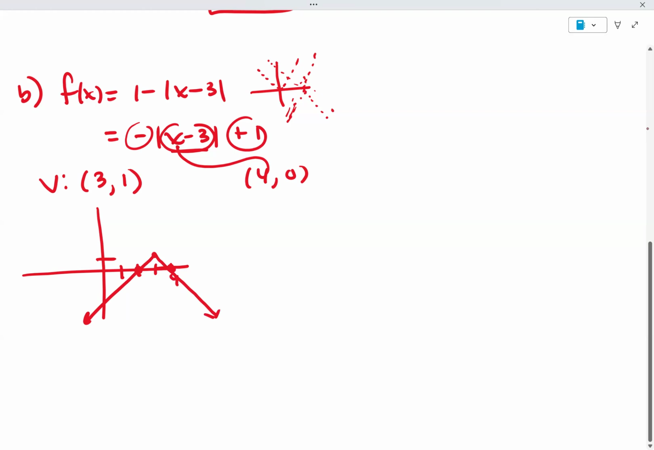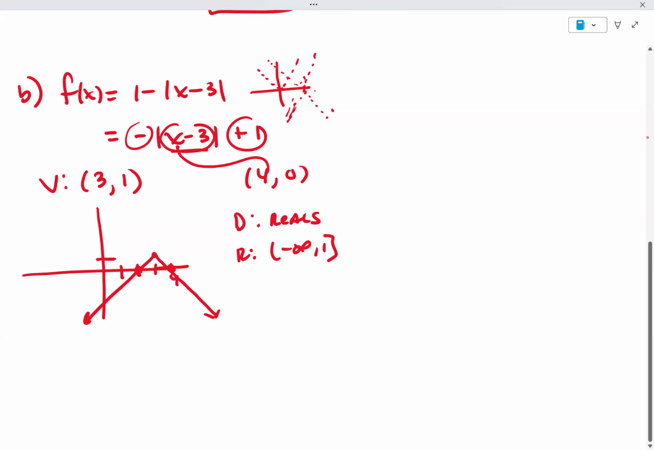The domain is all reals again, -infinity to infinity. The range, though, is a little different. It's from -infinity up to 1 with the bracket. It goes from low to high.